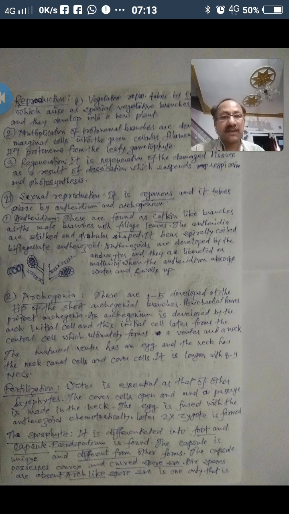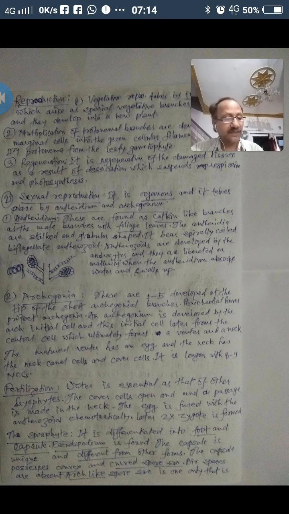Fertilization, as usual, takes place in water. Water is essential as with the other bryophytes. The cover cells, these are 4, open and a passage is made. The neck is opened here chemotactically. The egg is fused with the antherozoid chemotactically. Later, the 2n zygote is formed, which develops into the sporophyte.